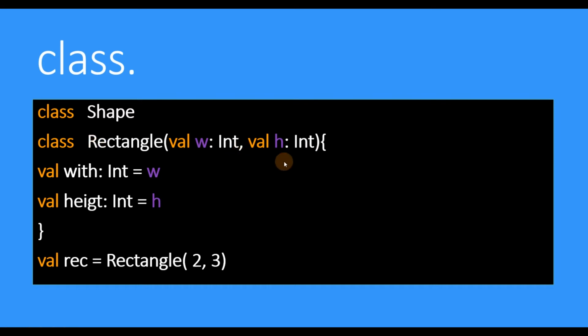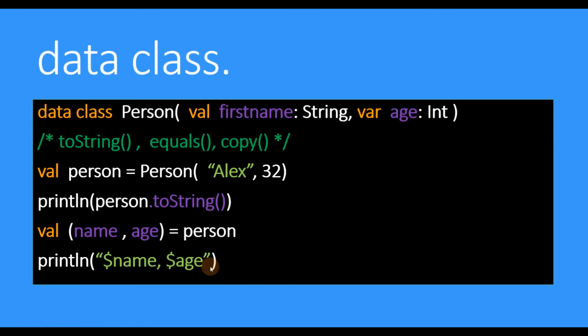So inside the curly brackets we have the parameters of the primary constructor of this class. And then if you want to have an instance of this class, we are initializing it with these numbers, and in this case rec will be an instance of this class, an object, or the instance of this Rectangle class with the following values.